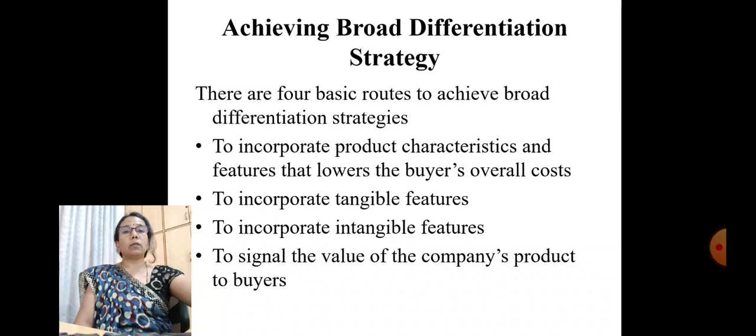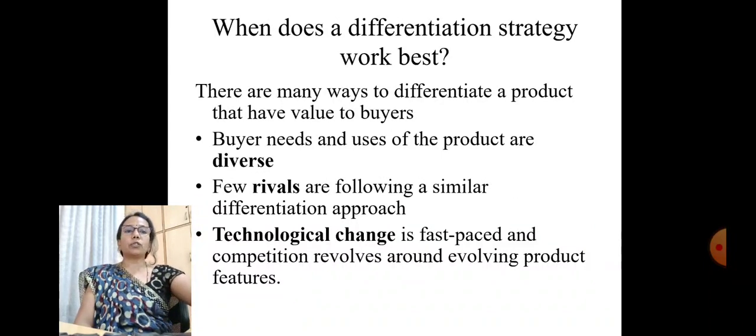To signal the value of the company's product to buyers, a high price, appealing packaging, product standout features, quality of brochures, and ambience of seller facilities are all included. So when does a differentiation strategy work best? Well, there are many ways to differentiate a product that have value to buyers, and buyer needs and uses of products are diverse. Few rivals are following a similar differentiation approach. Technological change is fast paced and competition revolves around evolving product features.